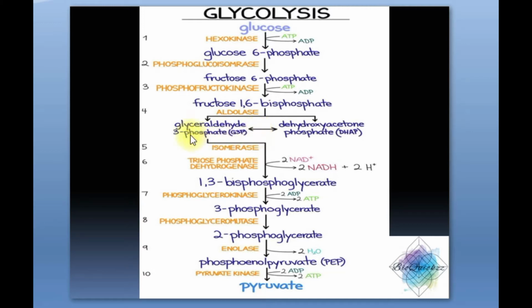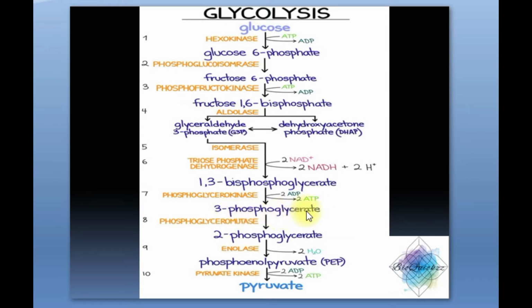And here, glyceraldehyde 3-phosphate is then changed to 1,3-bisphosphoglycerate, and the enzyme used is triose phosphate dehydrogenase. 2 NAD plus is required and 2 NADH plus H plus is released. Step number 7 is 1,3-bisphosphoglycerate changed to 3-phosphoglycerate and the enzyme used here is phosphoglycerokinase. Here 2 ADP is required and 2 ATP is released.